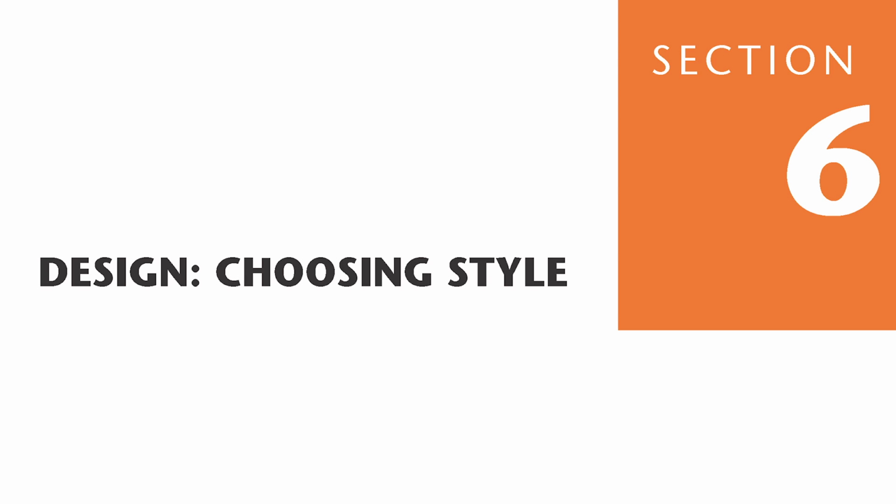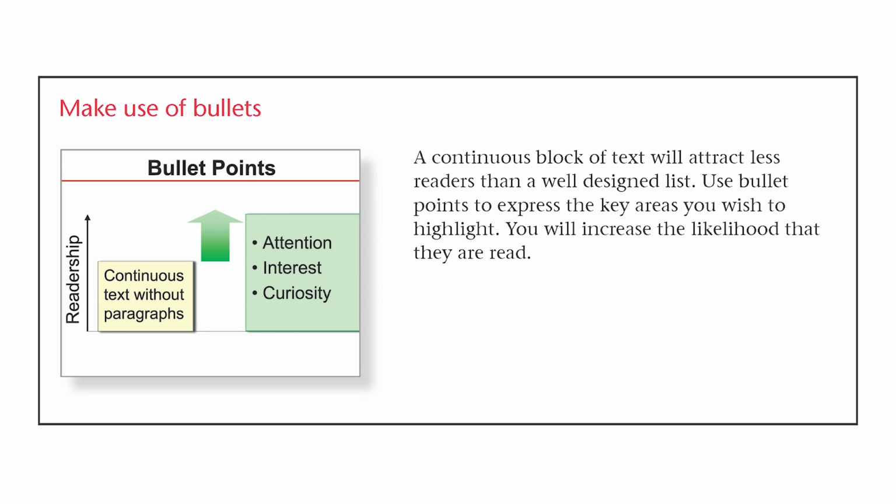Section 6. Design. Choosing style. Make use of bullets. A continuous block of text will attract fewer readers than a well-designed list. Use bullet points to express the key areas you wish to highlight. You will increase the likelihood that they are read.